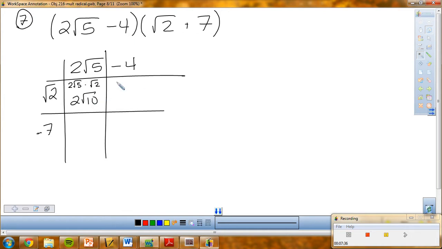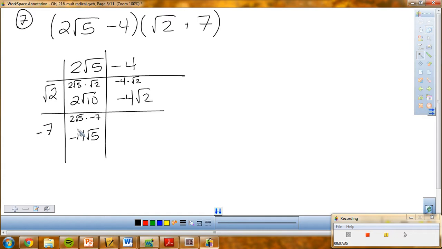Then I have negative 4 times radical 2. Negative 4 is outside. Radical 2 is inside, so it just stays that way. Here I have 2 radical 5 times negative 7. 2 times negative 7, which are both outside, is negative 14. And radical 5 just stays by itself.